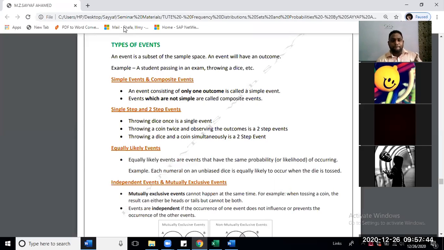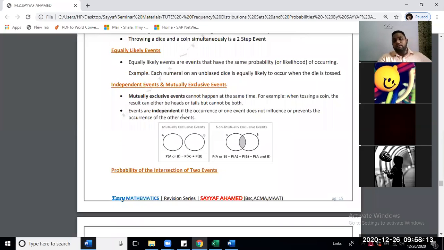Okay, fine. And then equally likely events, right? Equally likely events are events that have the same probability of occurring. For example, each number on an unbiased dice is equally likely to occur when the die is tossed. So that means your random experiments must have equally likely events. That means your outcome should not be partial, right?